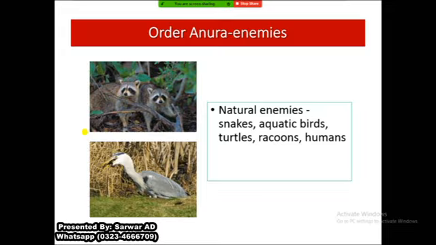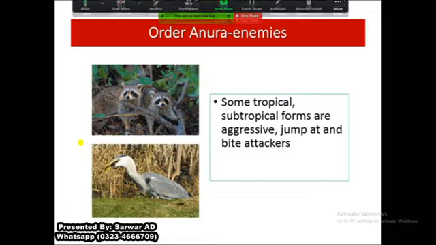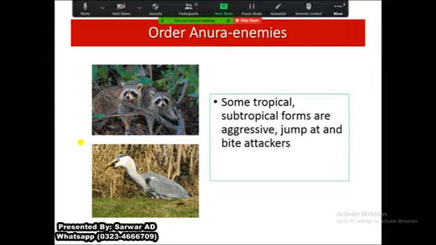These organisms have various types of natural enemies like snakes, aquatic birds, turtles, raccoons, and humans, and usually they are defenseless. Some tropical and subtropical forms are aggressive, jump at and bite the attackers.